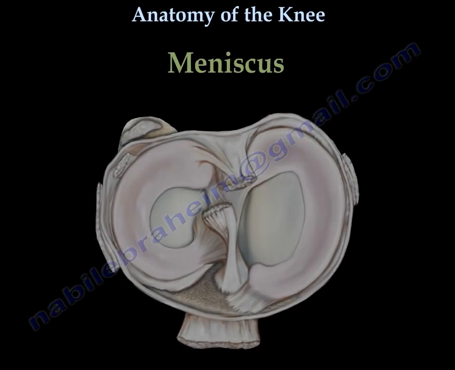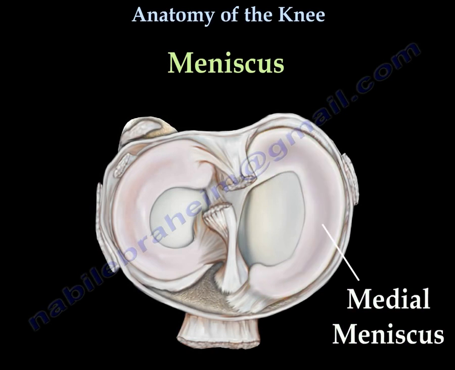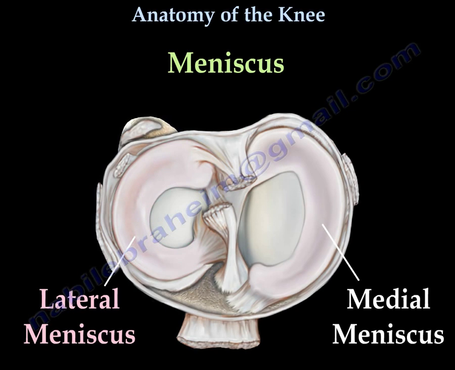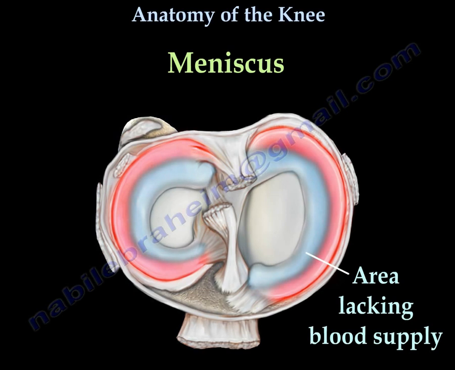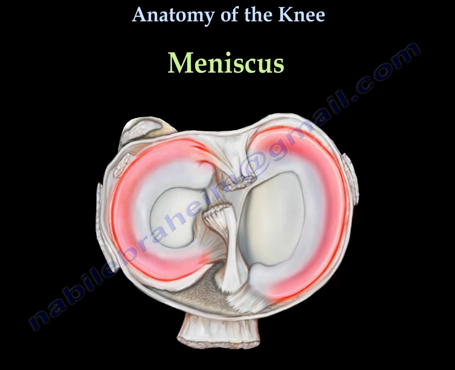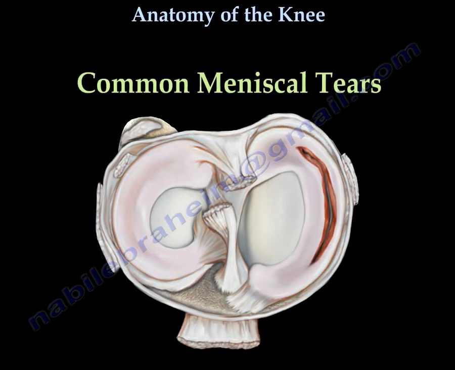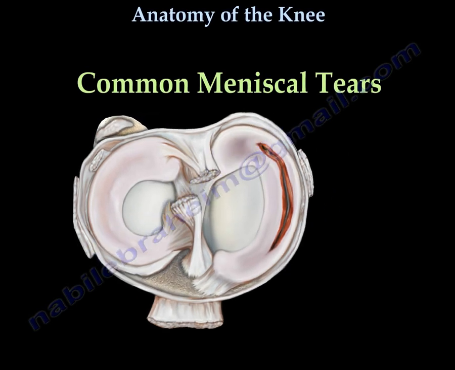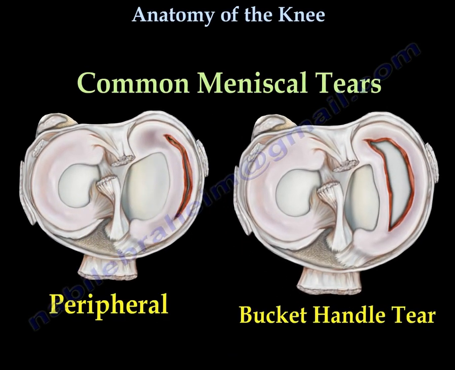Inside the knee, between the femur and the tibia, you will find the cushions, or the meniscus. Here you can see the medial and the lateral meniscus. Here you can see the area of the meniscus which lacks blood supply. The blood flow is located within the peripheral portion of the meniscus. Healing of the repaired meniscus is good if the tear is at the periphery because of good blood supply. Here are two examples of meniscal tears.